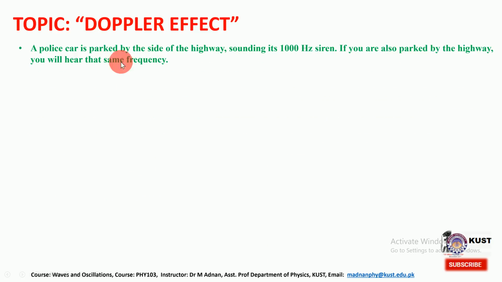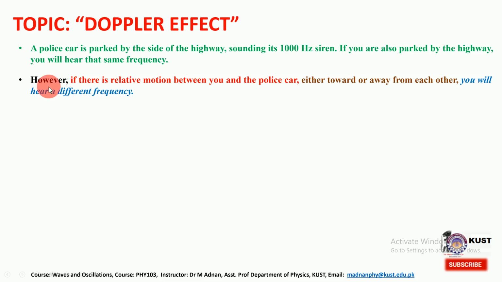Okay, we will start with the background of this Doppler effect. For example, a police car is parked by the side of the highway, sounding its 1000 Hz siren. If you are also parked by the highway, you will hear the same frequency. Now, if there is relative motion between you and the police car, that is either towards or away from each other, you will hear a different frequency.